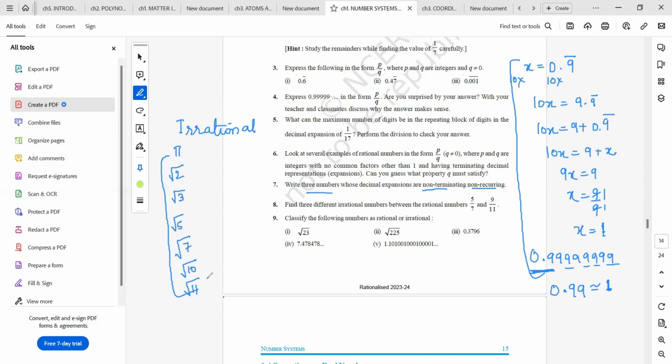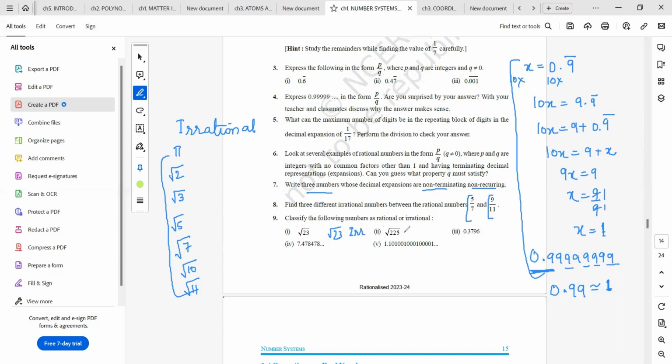Now you need to find 3 different rational numbers between the given numbers. Now you need to divide this and divide this. So whatever is the value you are having, then you can find out the numbers between them. Fine. Now classify the following as rational or irrational. So for this, what you need to do? Either you can divide it, or like the root of 23. Can you find root of 23? No. Because we cannot find the square root of 23, so it is irrational.